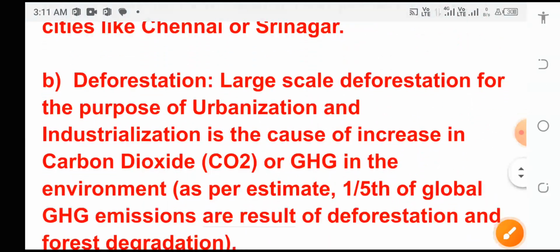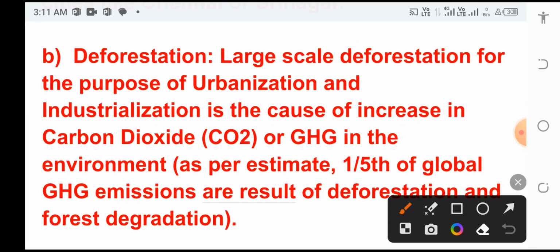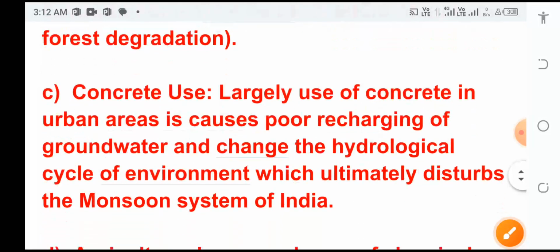The second example is deforestation. Large scale deforestation for the purpose of urbanization and industrialization is the cause of increasing carbon dioxide or GHG in the environment. As per estimates, one fifth of global GHG emissions are the result of deforestation and forest degradation.